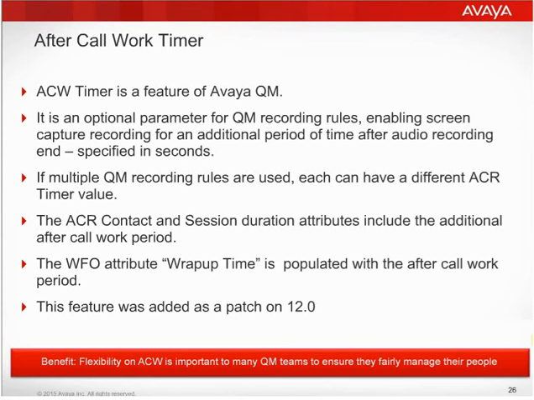It's a common requirement of contact center quality management programs to evaluate agent use of after-call wrap-up time. The QM after-call work timer is an attribute of QM recording rules, which enable agent workstation screen capture to continue for a period of time set in seconds after the call. This attribute can be set on a per-rule basis in Avaya QM. And as a reminder, this functionality is included standard in Quality Monitoring Release 12.